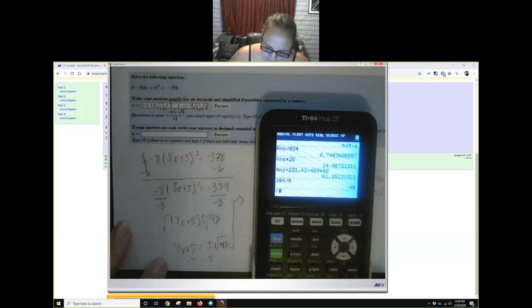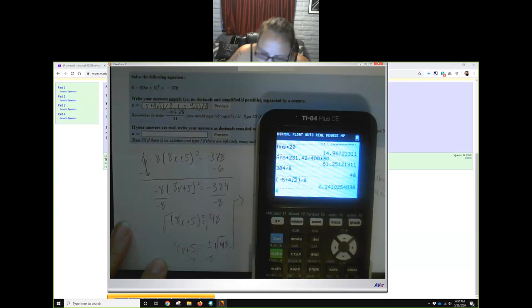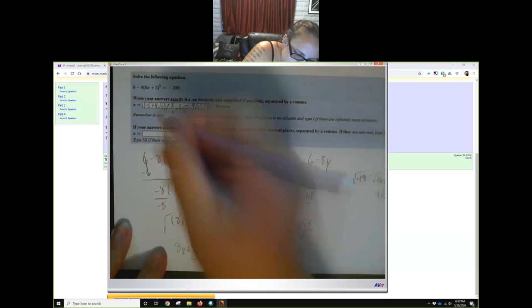So -5 plus 4 root 3 divided by 8. 0.2410.